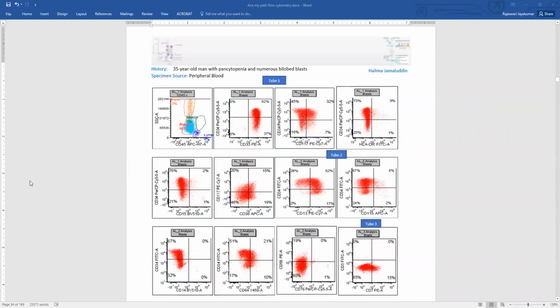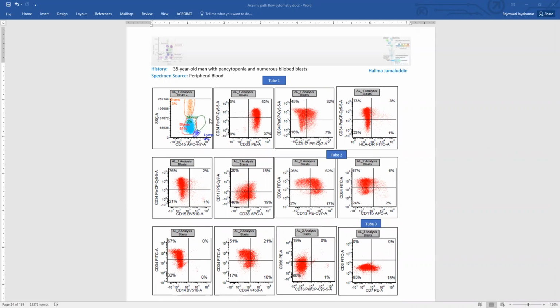Hello everyone. We are now going to go over a peripheral blood flow cytometry from a 35-year-old man with pancytopenia and numerous bilobed blasts. Let's start with CD45 versus side scatter. We see a small population in the lymphocyte gate, which expresses bright CD45 and low side scatter.